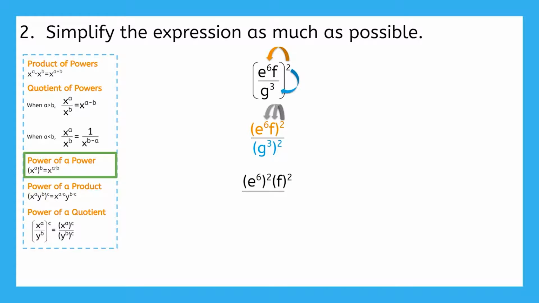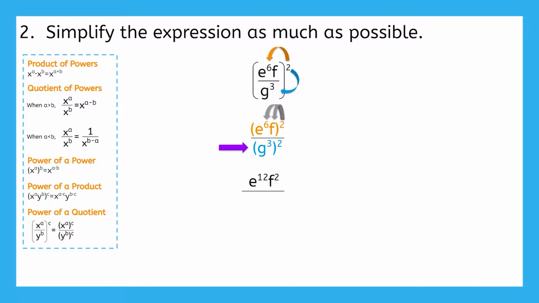When an element with an exponent is raised to another exponent, the exponents can be multiplied, making this first component e to the power of 6 times 2, or e to the power of 12. Is there anything else to be done in the numerator? f squared is already simplified, so we're ready to move on to the denominator.